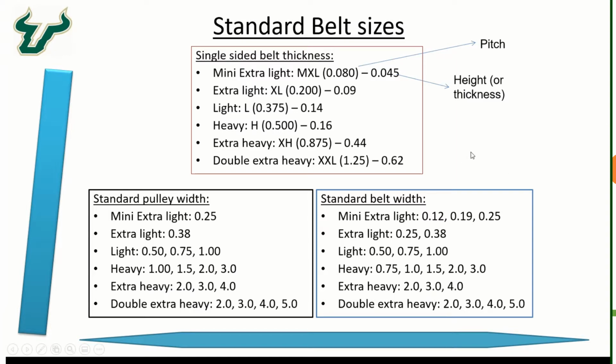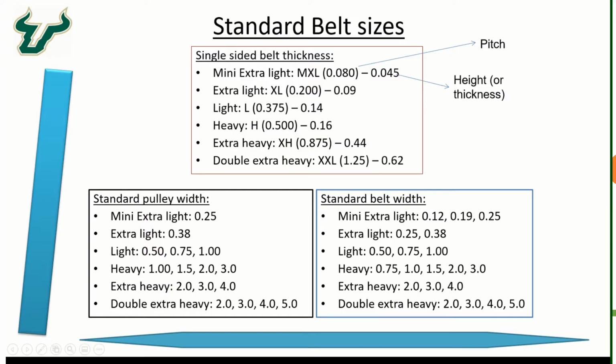The numbers in the parentheses indicate the pitch of these timing belts, and the other number indicates either the height or thickness. And the standard pulley widths are also divided into these similar categories, starting from the mini extra light and extra light, then light, and all the way up to the double extra heavy. So we're gonna make use of the standard available options for these belts and the pulleys to design the belt and pulley assembly in SOLIDWORKS.